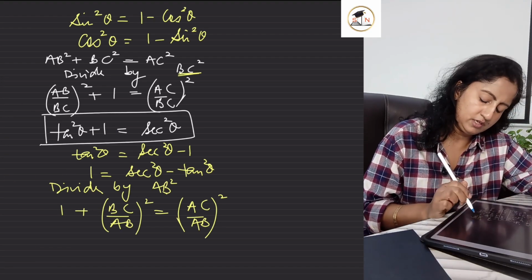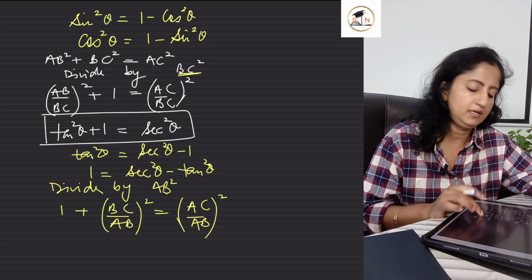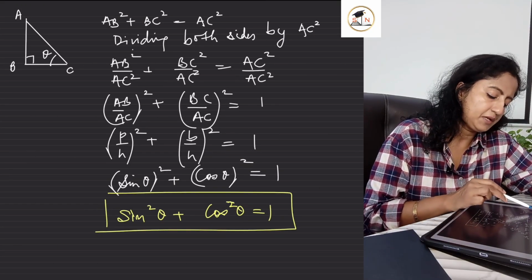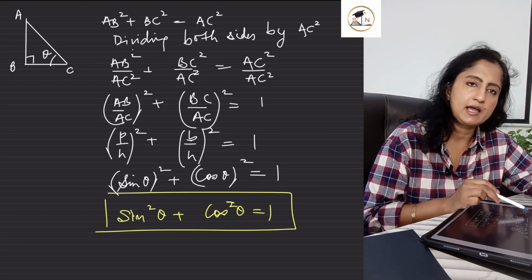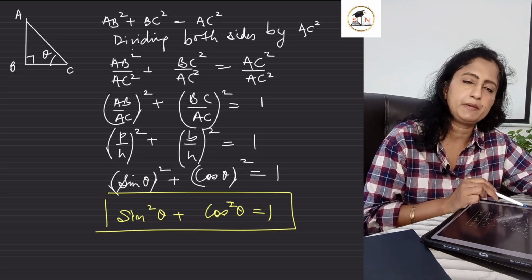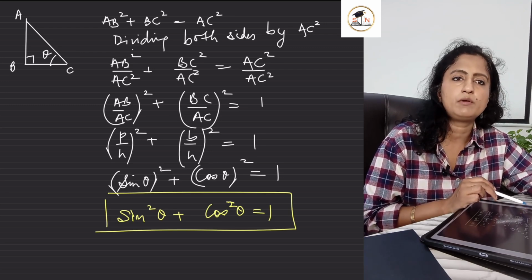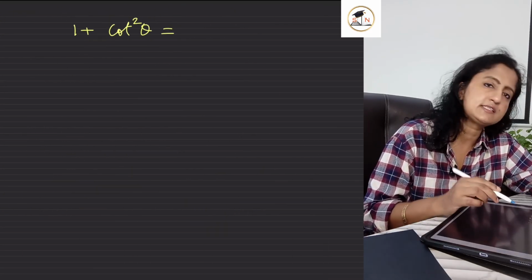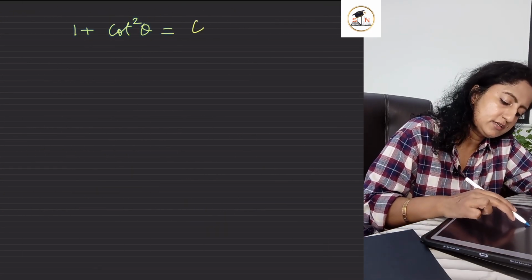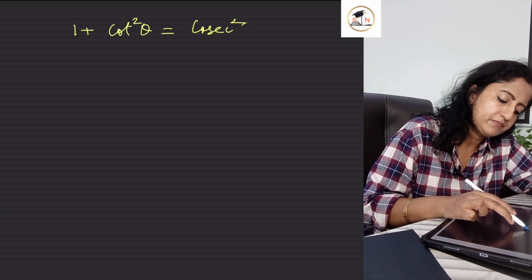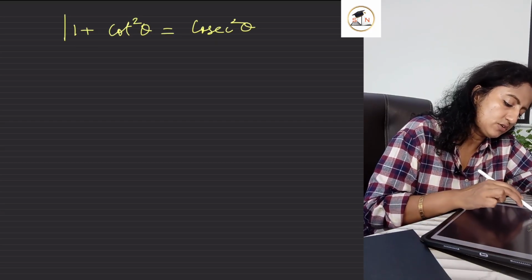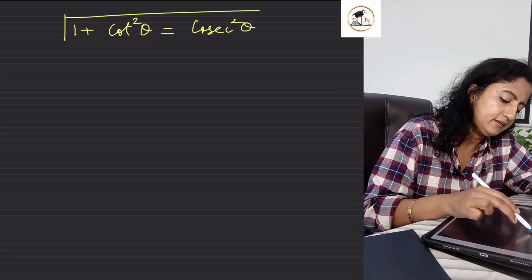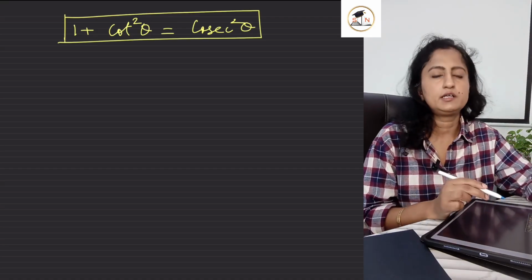And on the right side, we have AC by AB. AC means hypotenuse, AB means perpendicular. So hypotenuse over perpendicular is cosec theta, right? It is the reciprocal of sine. So it is cosec square theta. And this is your third identity.